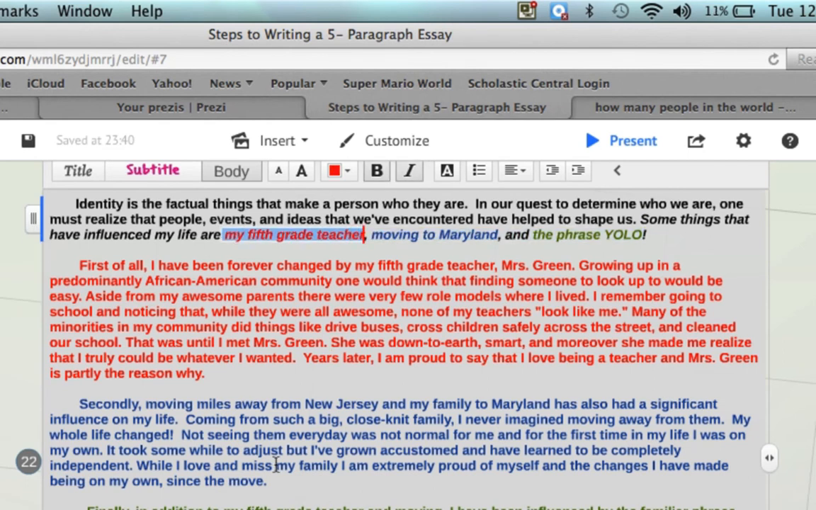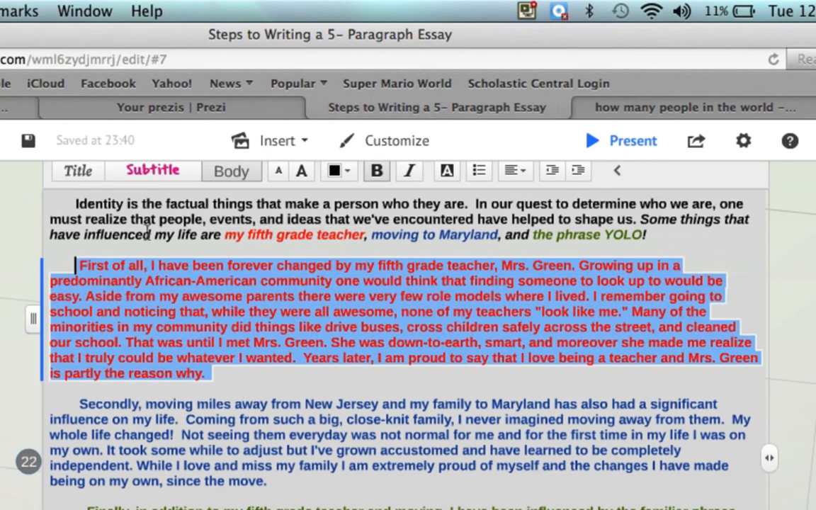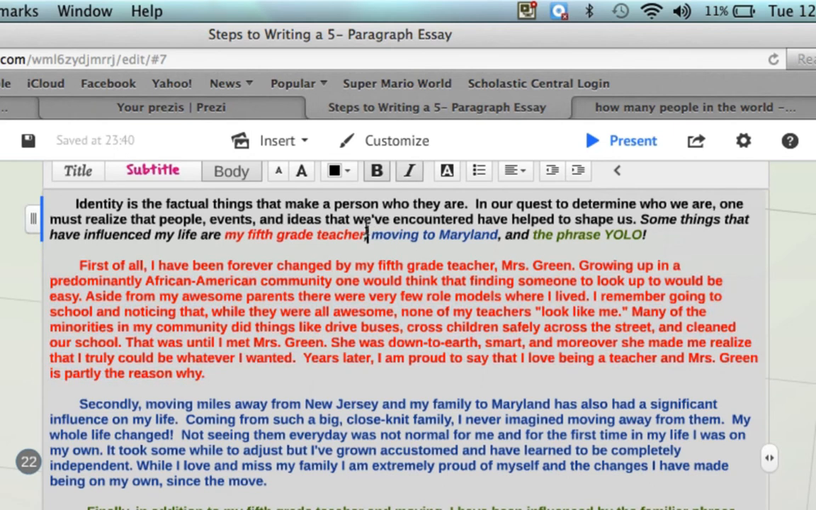If you look, the first reason here says my fifth grade teacher. That's a person that influenced my life. And this whole paragraph in red that matches that is all about the fifth grade teacher and her influence on my life. Secondly, the color is blue. And moving to Maryland, that was an event that happened. In this second paragraph, the whole thing is a whole bunch of detail about moving miles away from my family, how we were really close, and how it has changed my life, and how I am now a lot more independent.